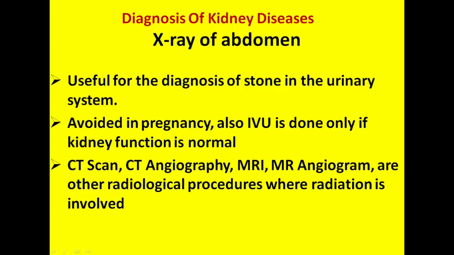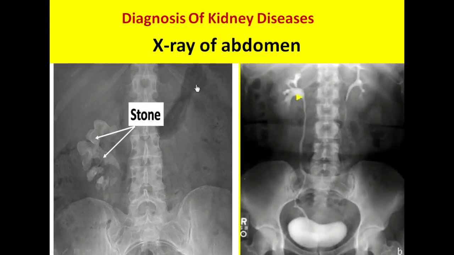Apart from this, a plain X-ray abdomen is also useful to diagnose stones in the kidney, but it is avoided during pregnancy as the child can be affected by the X-ray. The other tests we do are CT scan, MRI, angiogram and other nuclear scans. So this shows an X-ray of the abdomen where you can see stones like staghorn calculus in the kidney area. The other kidney is not usually visible, but you can see the outline of the kidney here, which doesn't have a stone.